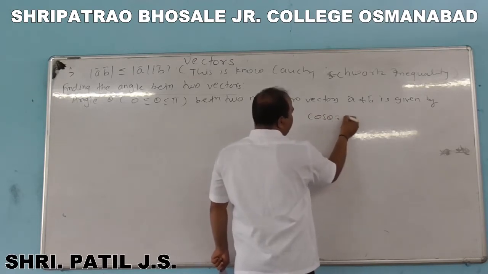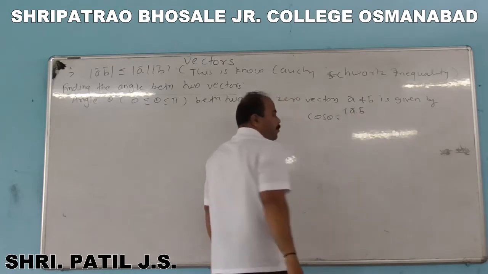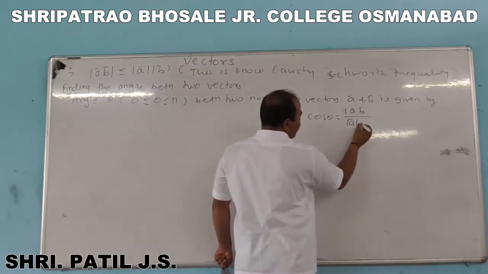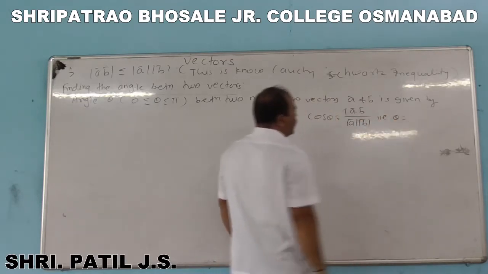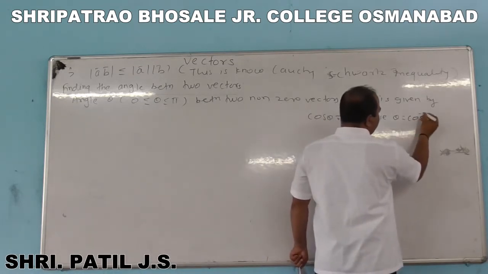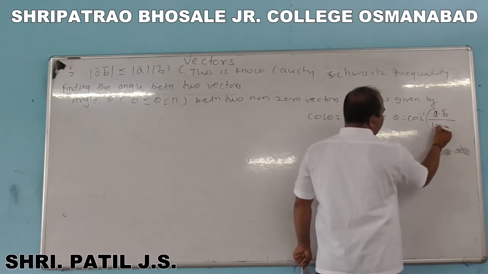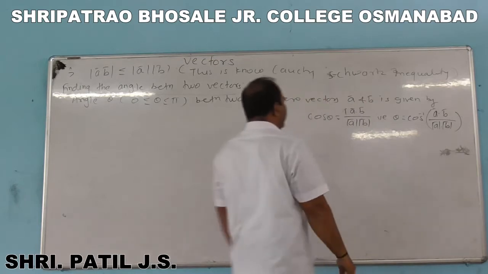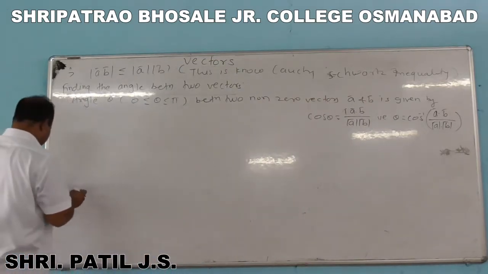cos theta is equal to, by definition, A bar dot B bar divided by mod of A bar into mod of B bar. That means theta is equal to cos inverse of A bar dot B bar divided by mod of A bar into mod of B bar. This is the angle between two vectors.